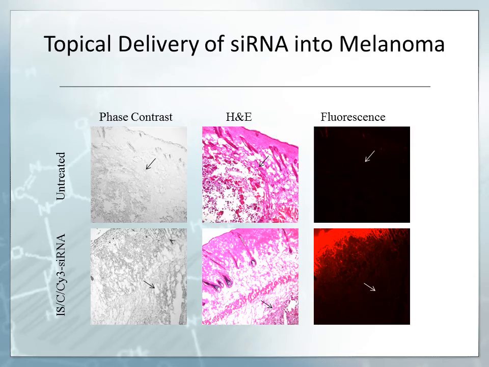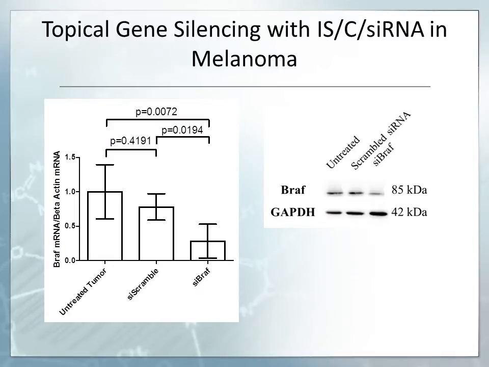Next, we tested this topical siRNA delivery system on the tumor of melanoma-bearing mice, and the penetration of siRNA is less obvious, but we can still observe it. We analyzed the mRNA by quantitative PCR, and the protein by Western blot. And here is a significant downregulation of the BRAF gene and the BRAF protein in the tumor.